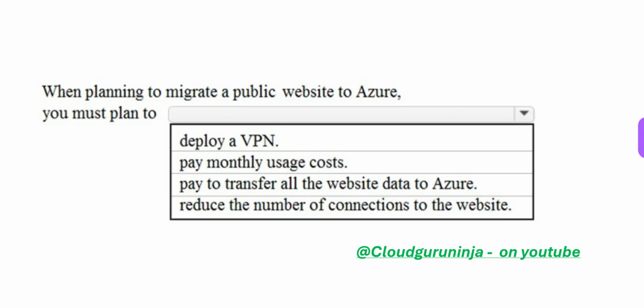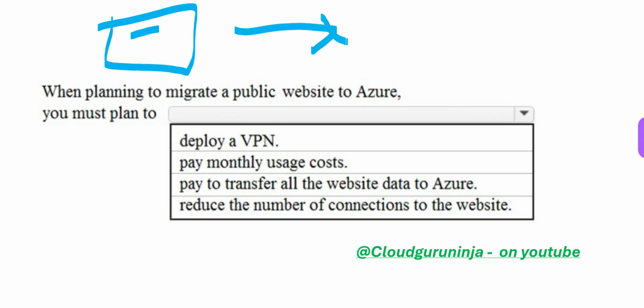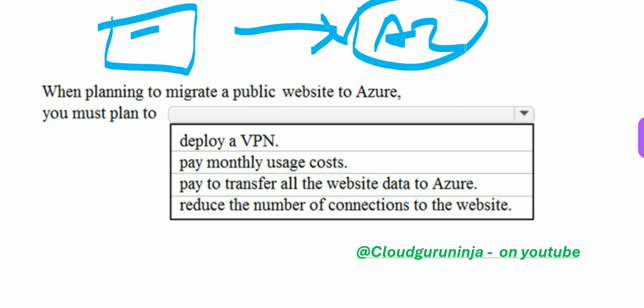Okay, so this next question, when you are planning to migrate a public website to Azure, so you already have some website which you have on premises. This is your website, like Amazon.com, and now you want to take it to a cloud environment like Azure. So you are planning to migrate. So you must plan to what? You must plan to deploy a VPN.